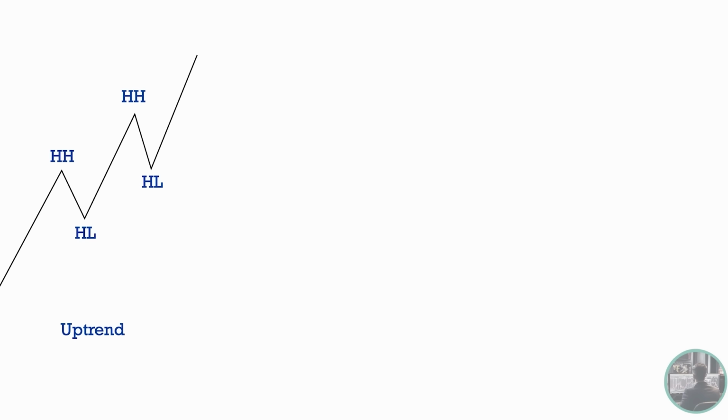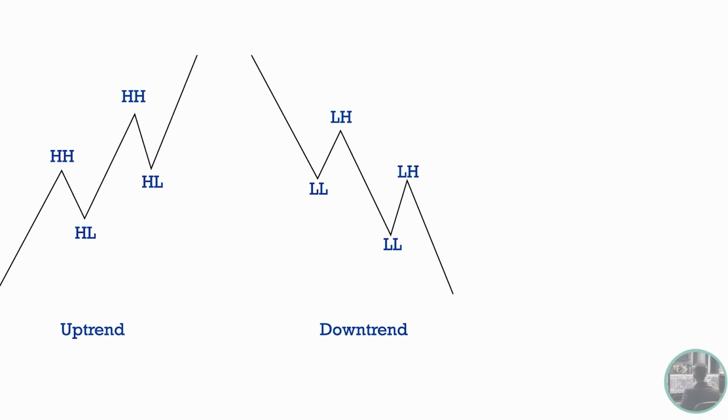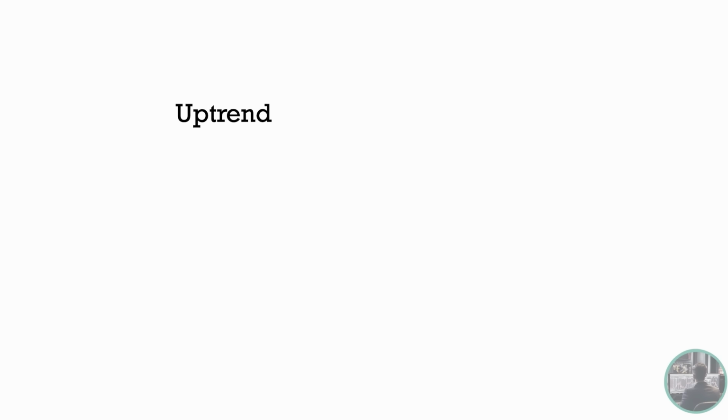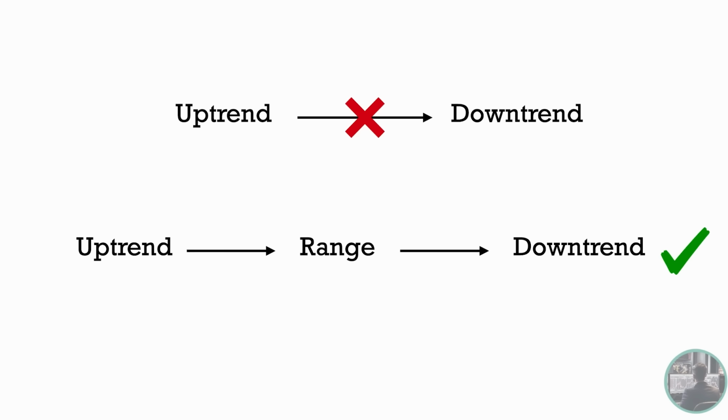Here's why. The price has 3 phases. It has an uptrend, which is higher highs and higher lows. It has a downtrend, which is lower highs and lower lows. And it has a range, which is everything in between, roughly equal highs and lows, let's say. And this is super critical to understand. An uptrend cannot directly transition to a downtrend and vice versa. An uptrend can only transition to a range, which can then transition to a downtrend.